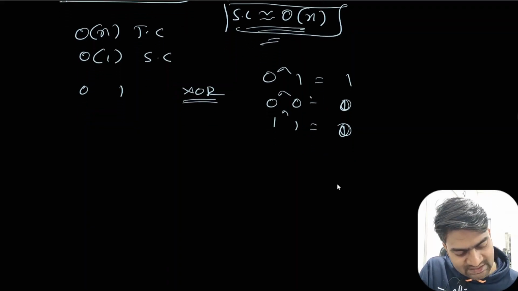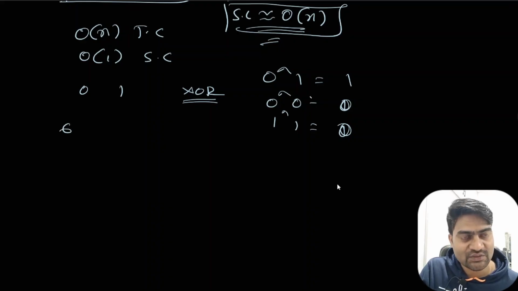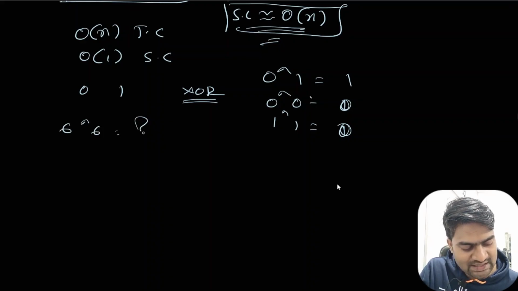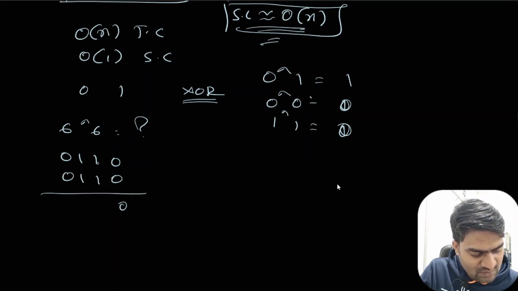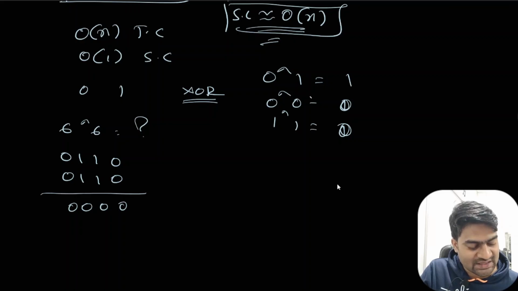So if that is the case, assume you have some number, maybe 6. If you XOR it with 6, what will you get? Let's write that 6 will be represented as 0, 1, 1, 0. Now again it should be XORed with 0, 1, 1, 0. 0, 0 will be 0, 1, 1 will be 0, 1, 1 will be 0, 0, 0 will be 0. So if you XOR any number with itself, it will give us 0.